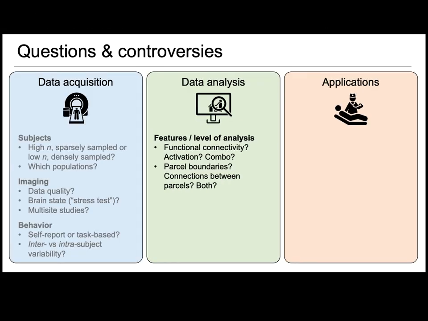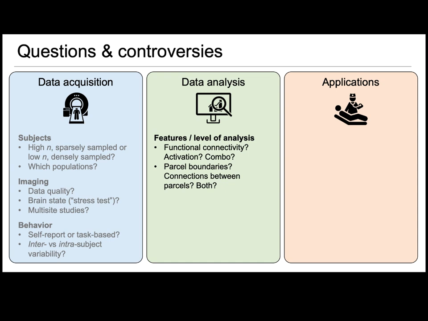Getting on to our second column of stuff, I swear these next 2 columns are shorter, so bear with me, there's a lot on the acquisition side. On the analysis side, there are also still many, many open questions. So the biggest one in my mind is one that's received a lot of attention over the last couple of years, which is basically features of the data and level of analysis. So where do we want to be when we're trying to pull out this individual signal? How do we want to analyze our data?